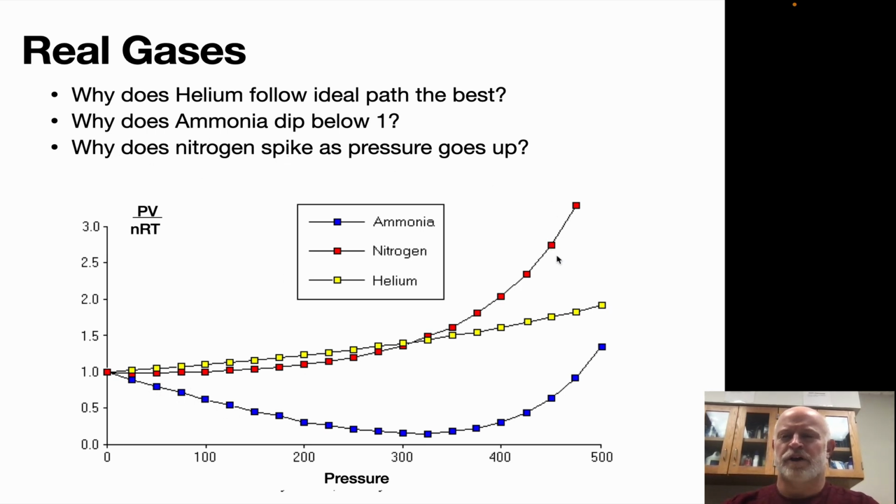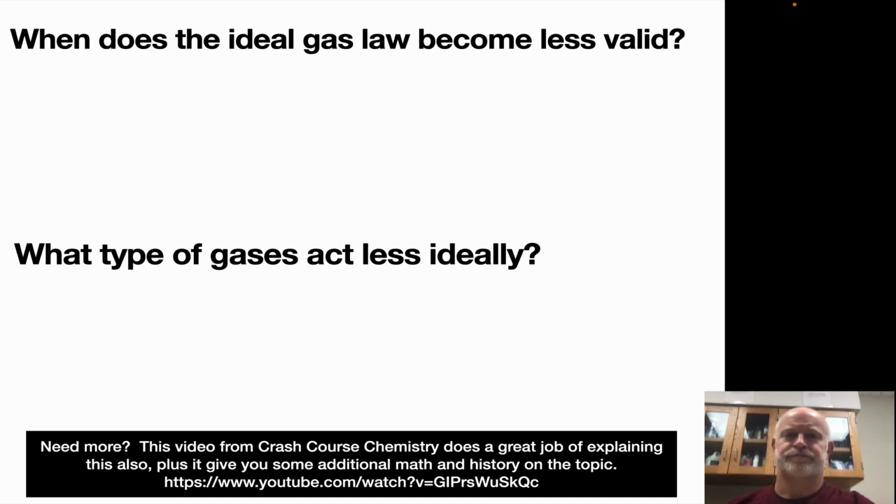And then why does nitrogen spike? Actually, this question can say why do all three of them spike, because it's all for the same reason. As the pressure builds more and more and more, eventually the size of the individual atoms gets in the way, and they actually create less space, so that space pushes back. So the more pressure we get, all gases are going to spike. Nitrogen tends to do it more than the other ones, but they all are going to do that because of the volume of the individual molecules.